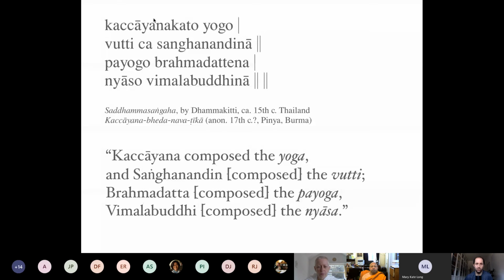There are different interpretations of this stanza, but the most straightforward one is the one you see below in my provisional translation. Kaccāyana composed the yoga, that means the sutta, and Sanganandin composed the Vutti. Brahmadatta composed the Payoga, and Vimala Buddhi composed the Nyasa. So what happens here is that now we have another layer of text that we haven't seen before.